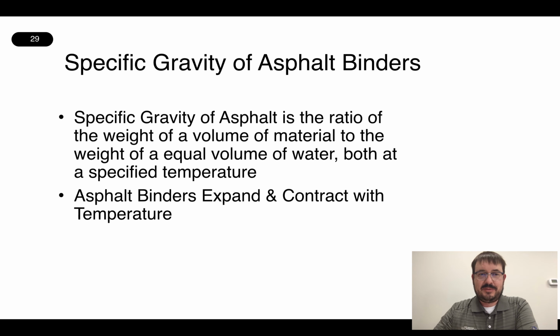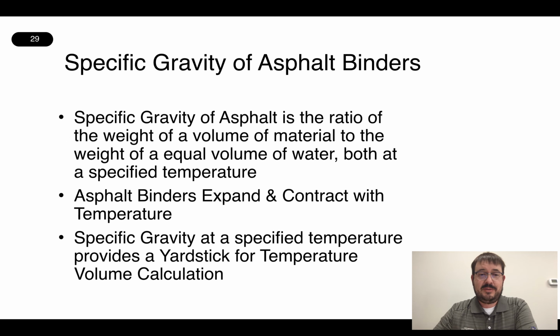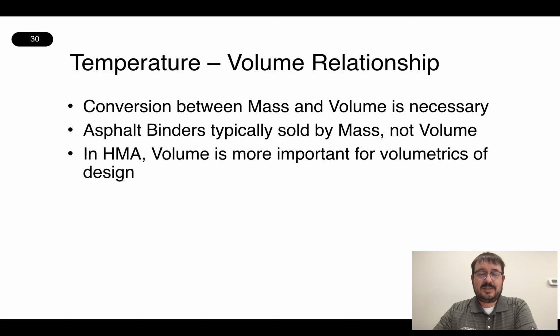So for example, if the specific gravity of the asphalt sample is greater than 1, it is heavier than water. Likewise, if the specific gravity of the material is less than 1, it is lighter than water. It's also important to know and recognize that asphalt binders expand and contract in volume with temperature. So specific gravity at a specified temperature provides a yardstick for the temperature volume calculation. So the temperature volume relationship is a conversion between the mass and volume, and it's quite necessary.